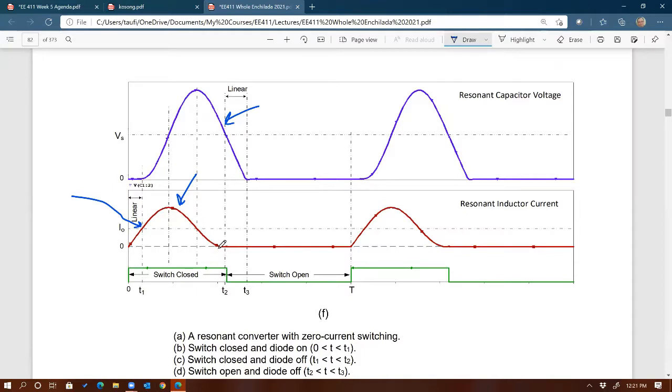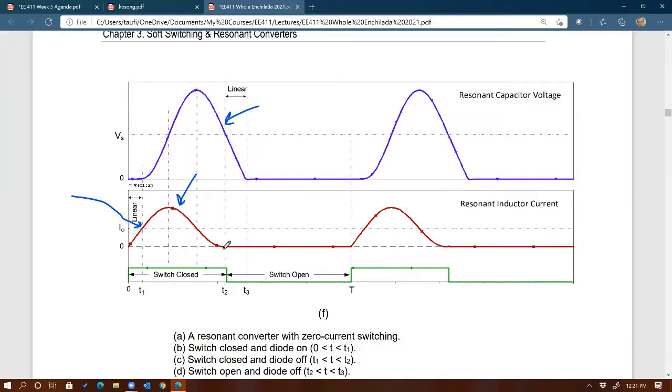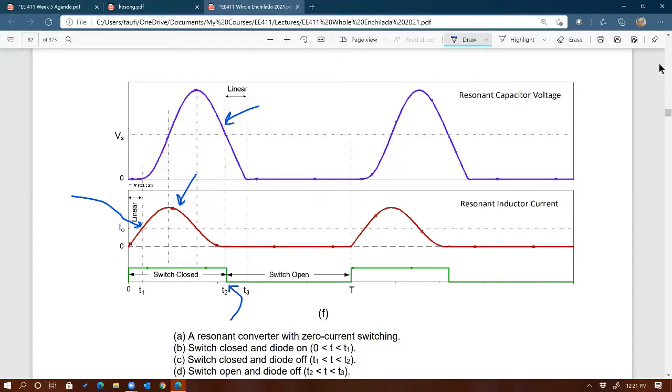And then as soon as the current through the inductor, which is the same as the current through the switch, is equal to 0, that will be the perfect timing for us to turn off the switch, as you can see from here. So we turn off the switch at 0 current. That's what we get from this topology. And then we talked about when the peaks occur: the peak of the capacitor voltage and the peak of the inductor current.